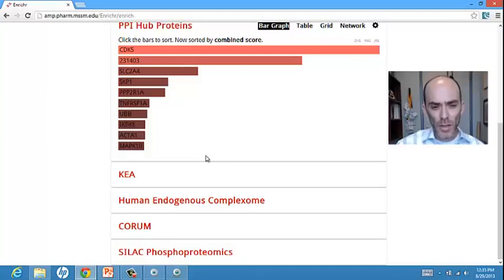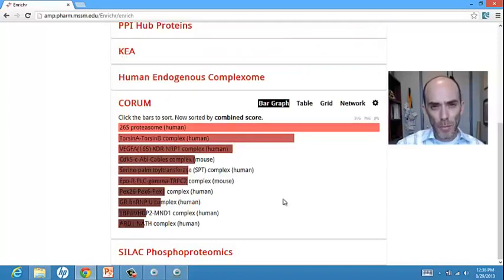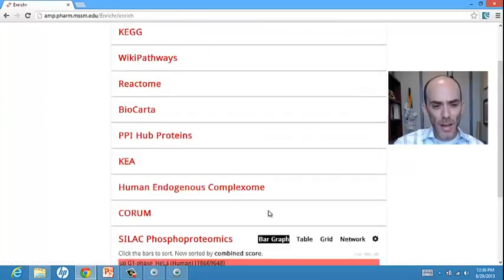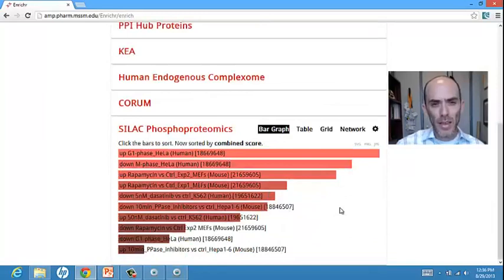The human endogenous complexome is the data from the paper that I described when we went over applications of the sets to networks algorithm. Quorum is a database of protein complexes, and SILAC-like phosphoproteomics is an experimental technology that uses mass spectrometry to identify changes in phosphorylations on proteins.